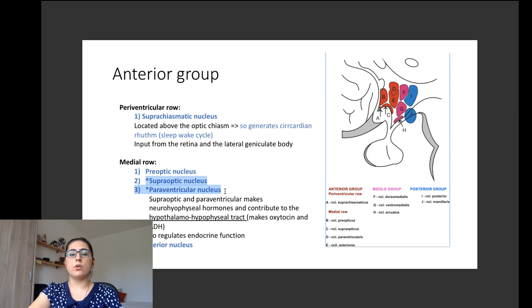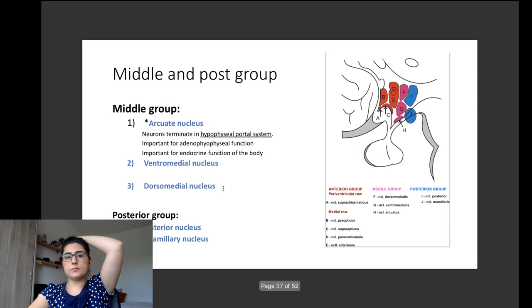And then we got the anterior nucleus, right? It's nothing specific, nothing extraordinary function, so I didn't mention the functions. But again, please remember these two for the final exam. Right, the other groups. We got the middle and the posterior group.